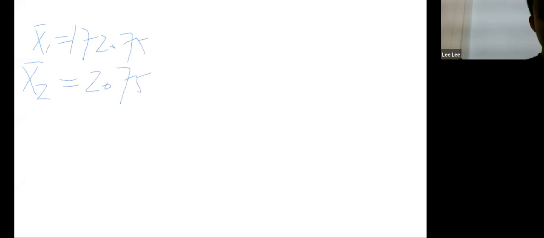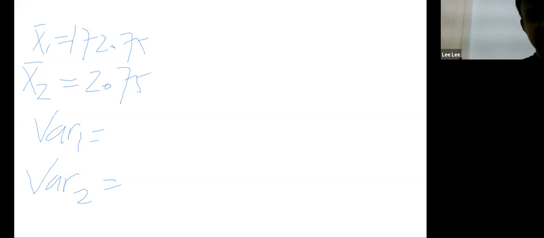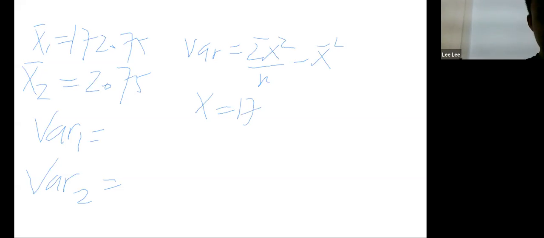Try to find the variance first. Variance 1 and variance 2. Then you see if it's the same or not. So the variance formula just now I write again, is sigma x squared over n, right? Minus x bar squared. The x just now is given by 170, 172, 174, and 175 here. So now I want you to try. You find the variance 1 and the variance 2.